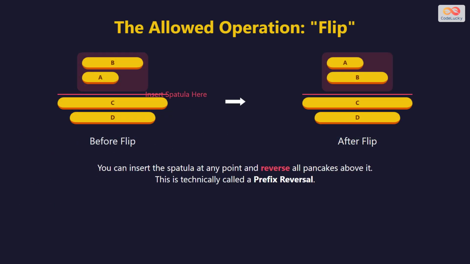The only tool you have is a spatula. You can insert the spatula at any point in the stack and flip all the pancakes above it. This reverses the order of that top section. In computer science terms, this is called a prefix reversal.